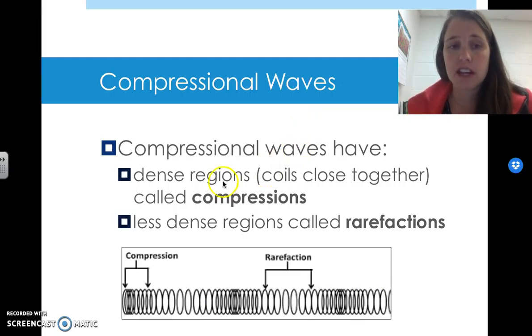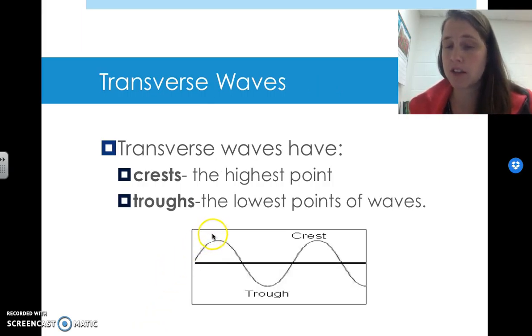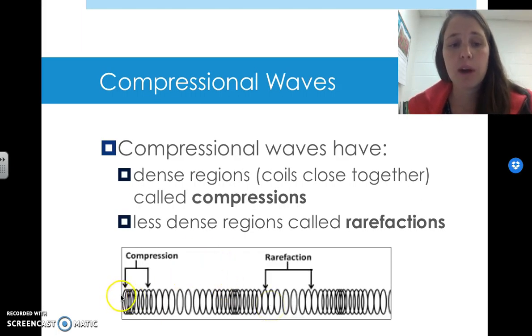Compressional waves, conversely, have two areas. They have dense regions where the waves come really close together, right here. Okay, and that's called a compression. And then they have less dense regions where the coils are very far apart, and those are called refractions. Okay, refractions. So understand that there are those two regions. So here we have crests at the top, troughs at the bottom. Here we have compressions where they're very close together, and refractions where they're very far apart.